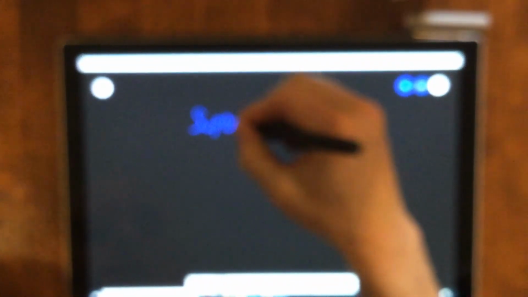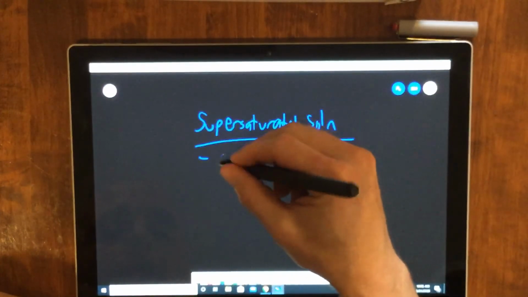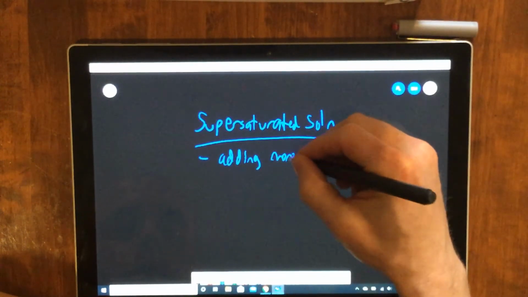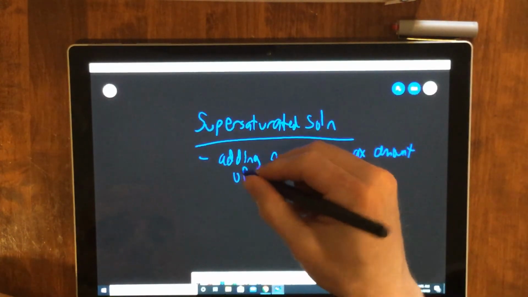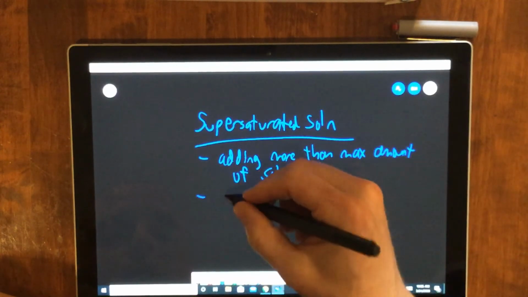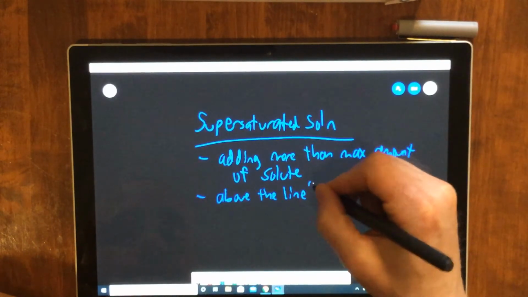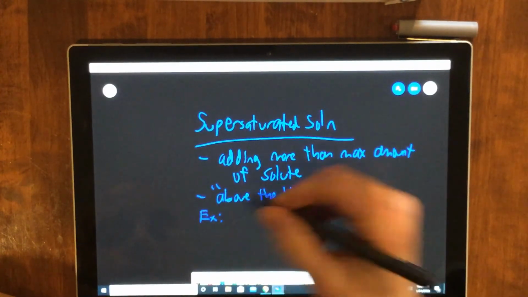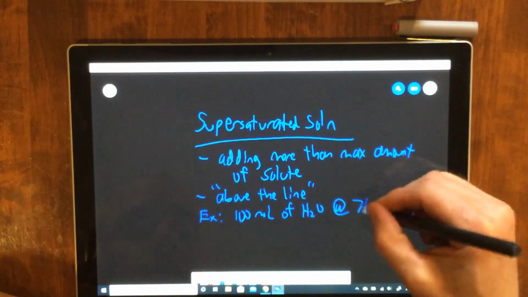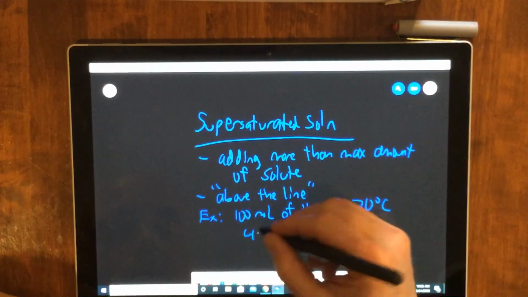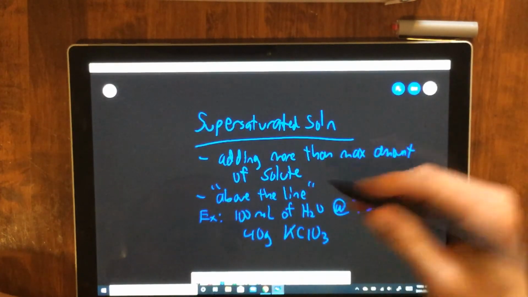So supersaturated solution, adding more than the max amount of solute, and we say above the line. And the example would be 100 milliliters of H2O at 70 degrees Celsius. Let's say we add 40 grams of KClO3. I know I'm going quick, but again, you can pause and do whatever you need to do there.